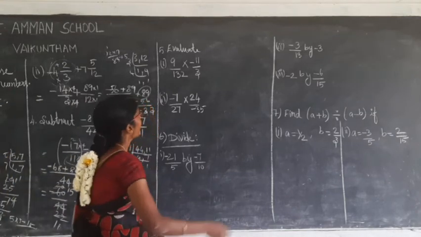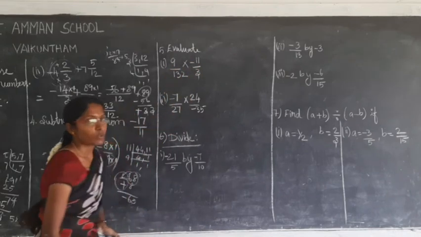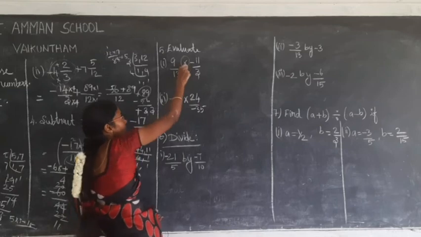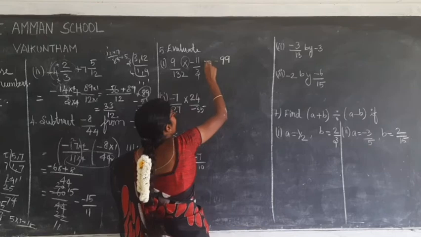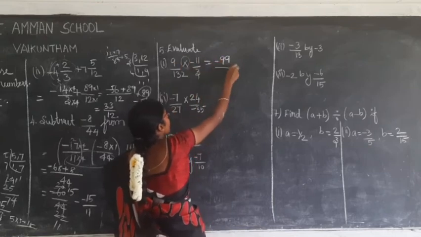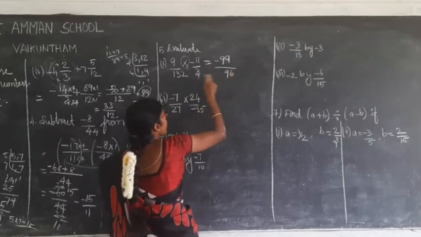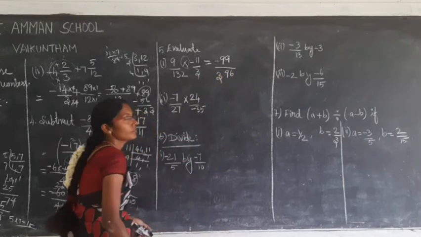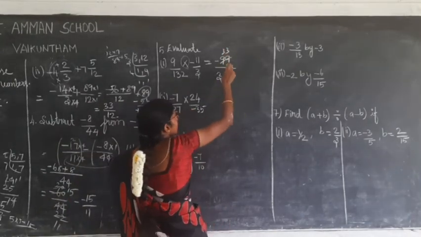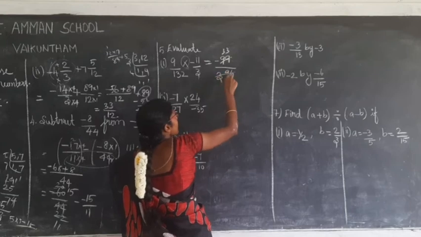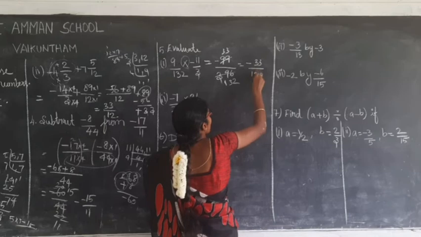See here. Evaluate 9 by 132 into minus 11 by 3. So it is a product. If it is a multiplication, you can directly multiply. So 9 11s are 99, plus into minus, divided by 132 into 3. So 3 2s are 6, 3 3s are 9, 3 1s are 3. You can also divide further in the third table. 3 11s are 33, 3 3s are 9, 1 3 is 3, 2 3s are 6. So minus 33 by 132.